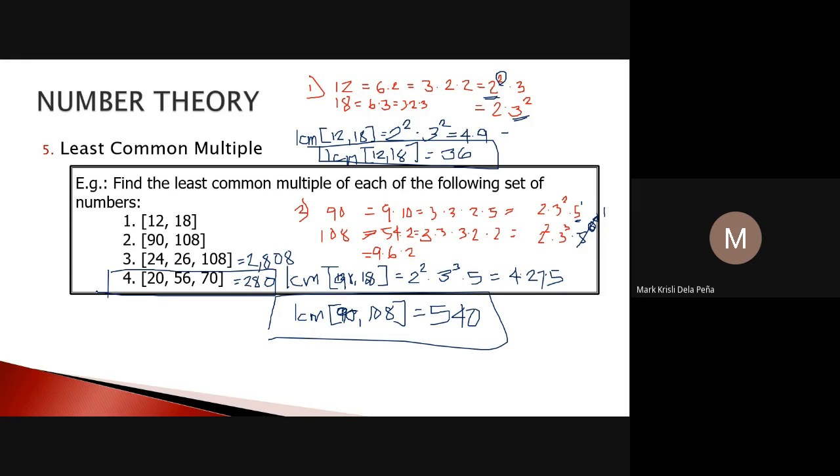for the least common multiple of 20, 56, and 70. Sorry, I think my solution is wrong. I've written 5, 20, and 56. So that's 20, 56, and 70. I will have to find the least common multiple of 20, 56, and 70.